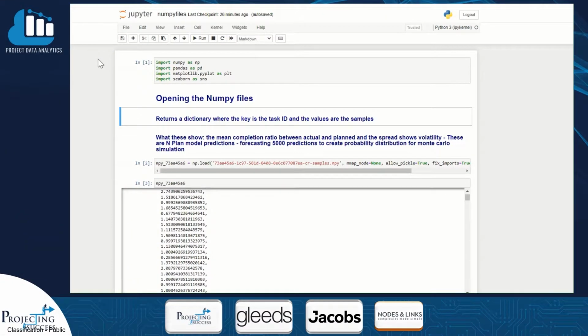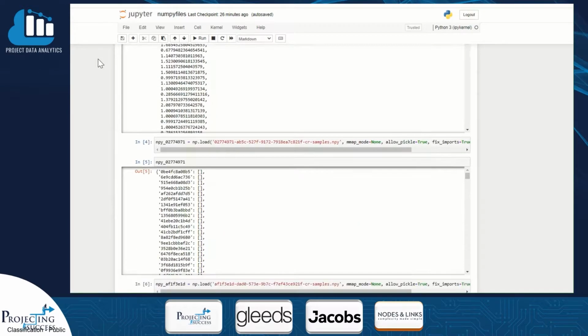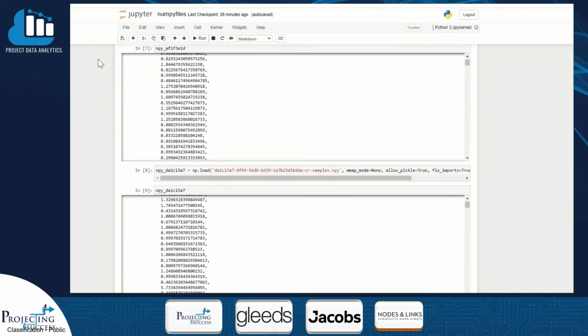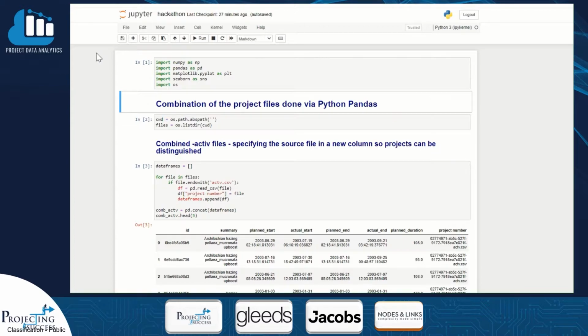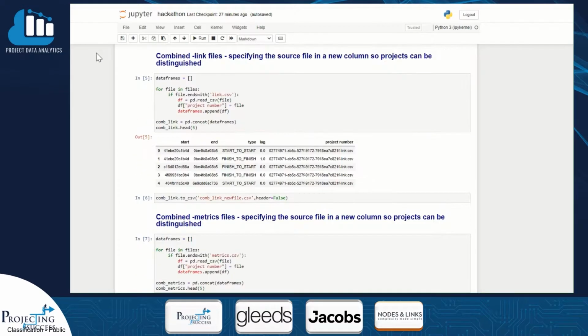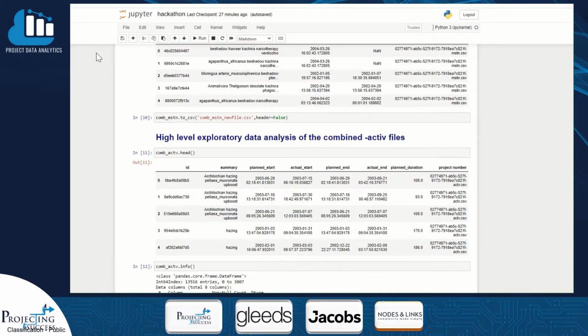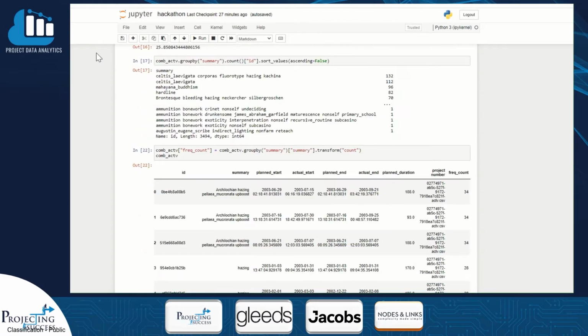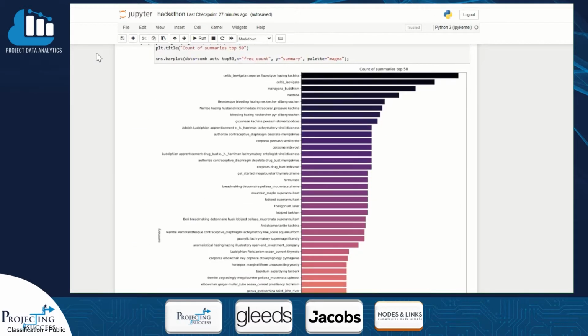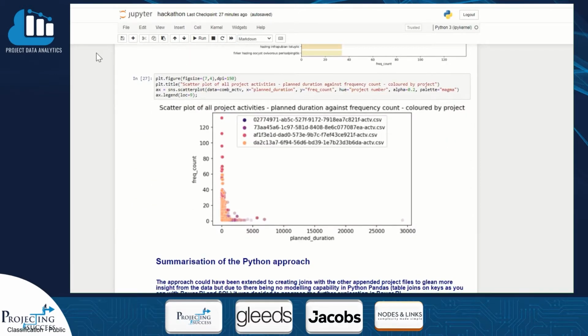In parallel to looking at the data in Power BI, we also approached this by looking at the data in Python pandas. The NumPy files were converted to dictionaries. The different CSV files were appended. High-level exploratory analysis was undertaken to show frequency of the summaries across the whole portfolio and the relationship between the plan duration and frequency counts. Given the modelling capabilities of Power BI, it was decided to progress our solution with that being the main tool.